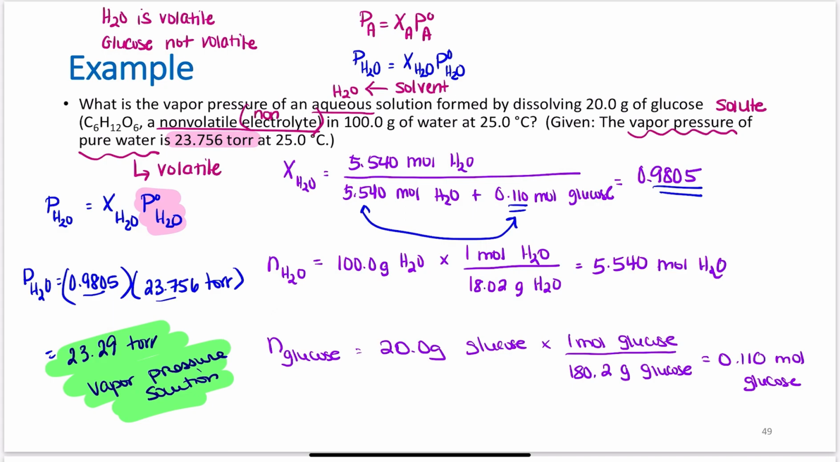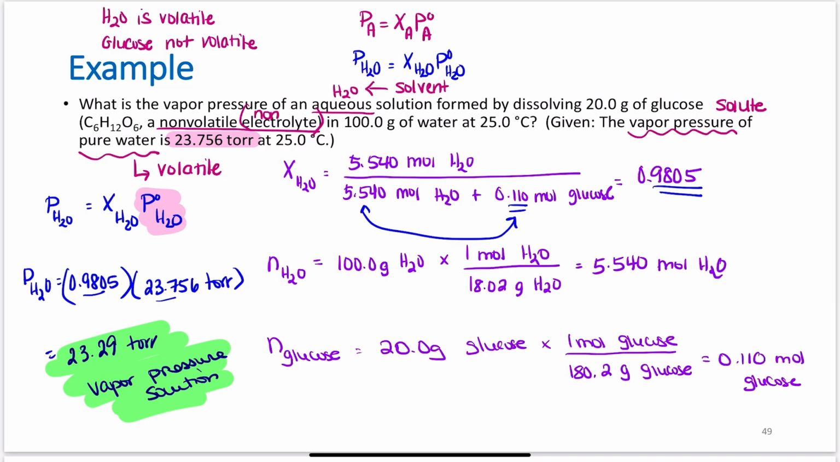Does the answer make sense? Your vapor pressure has been lowered. The vapor pressure of pure water is 23.756. The vapor pressure of this system is 23.29. So yes, it makes sense because my vapor pressure has been lowered. Non-volatile solutes lower my vapor pressure. It has not been lowered very much though.